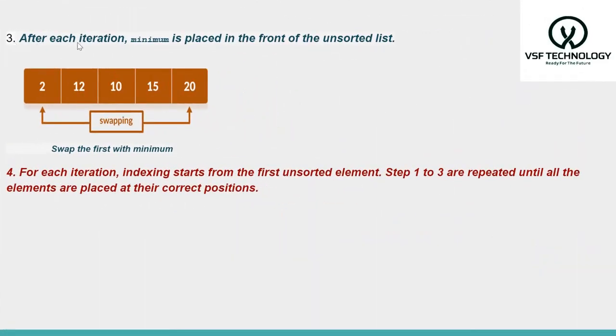Step 3: after each iteration, the minimum is placed in the front of the unsorted list. Now here we will be swapping. Swap the first with the minimum. Step 4: for each iteration, indexing starts from the first unsorted element. Steps 1, 2, 3 are repeated until all the elements are placed at their correct positions.